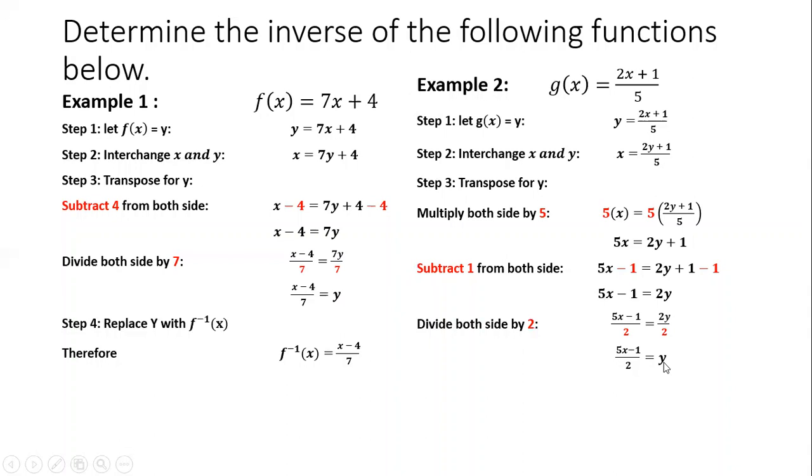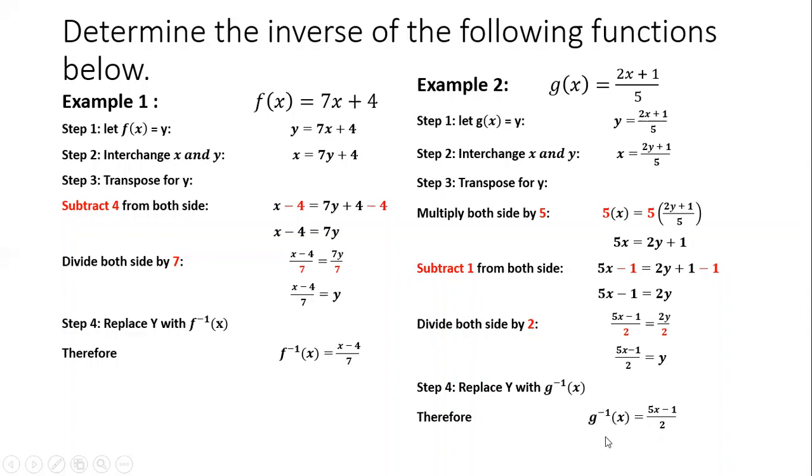At this stage, you only have one step to complete, which is step 4. And step 4 is to replace y with g inverse of x. After you have done that, you would have completed the problem. So therefore, g inverse of x is equal to 5x minus 1 all over 2. And that's how you determine the inverse of this function.